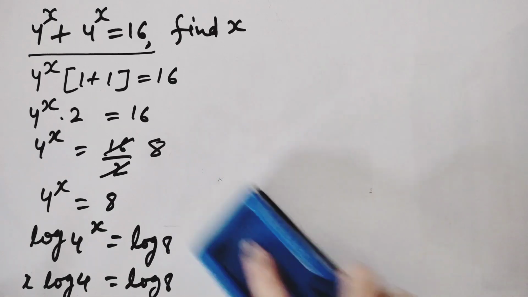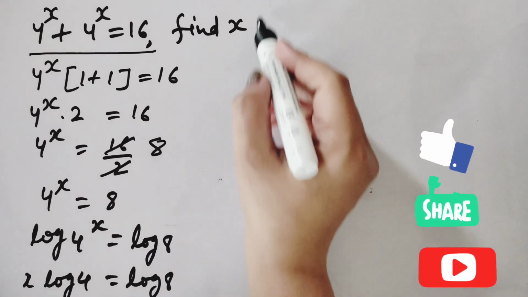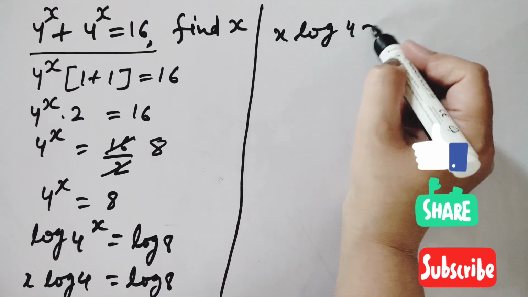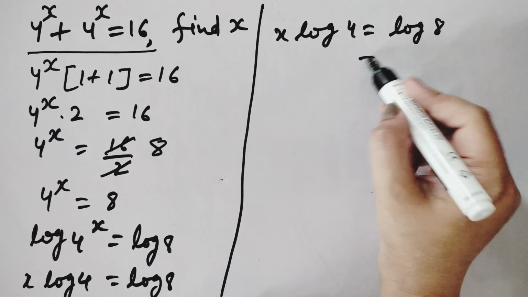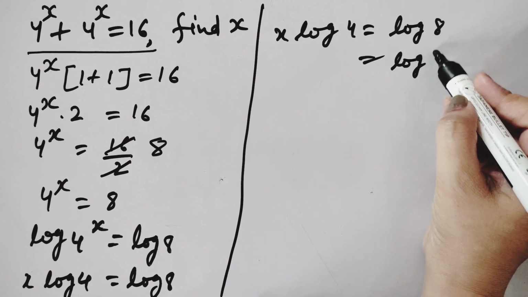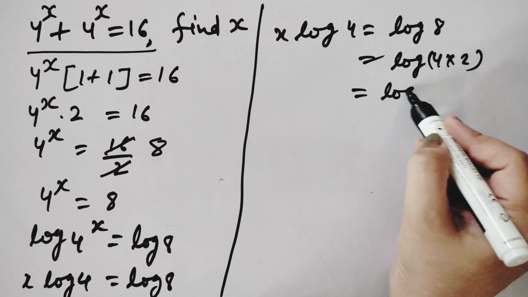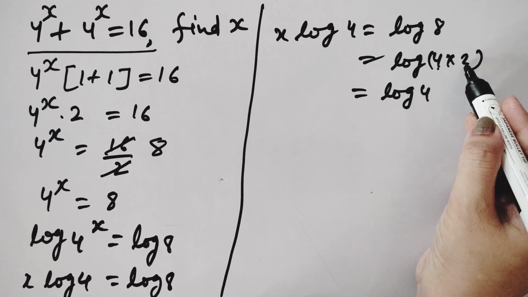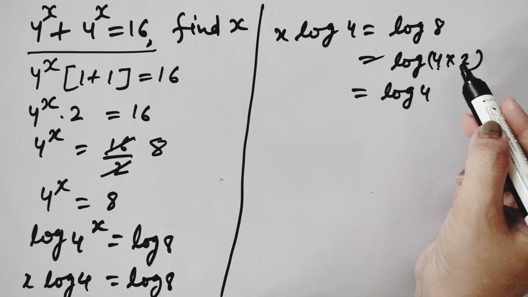After that, x log 4 equals log 8. So this log 8 we will split in the product form, 4 into 2. So here it is log 4, and this is log 2. We will convert this 8 in the product form, 4 into 2.